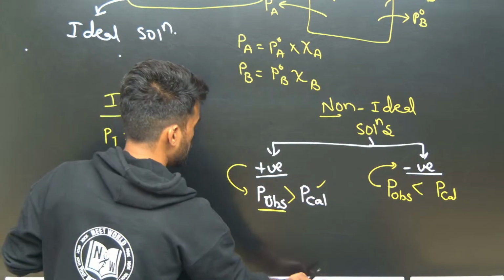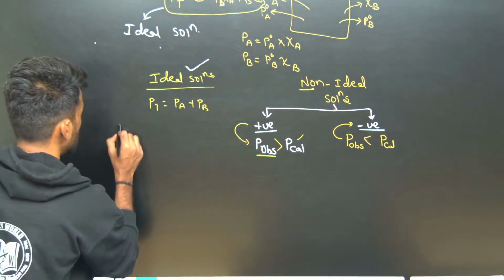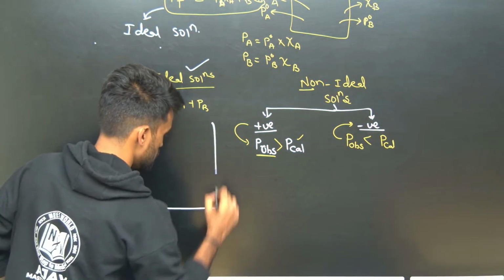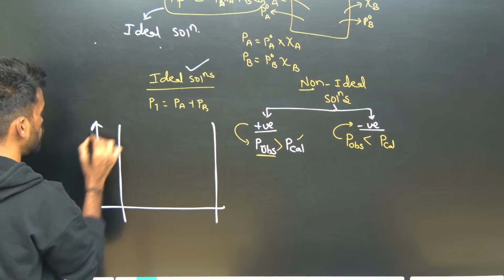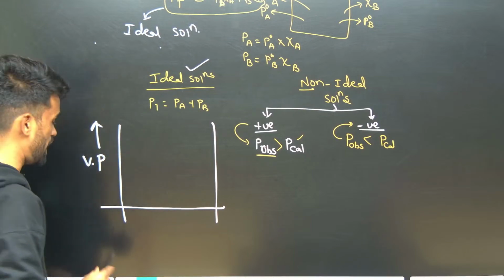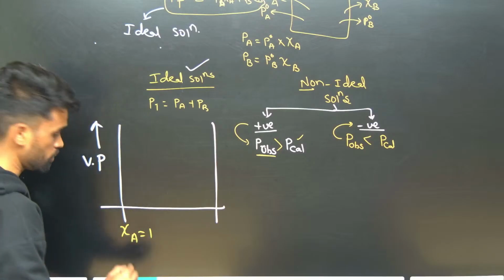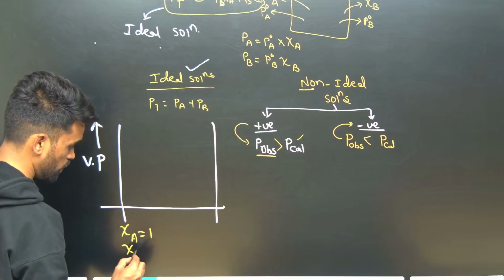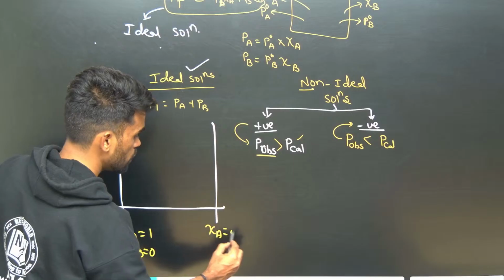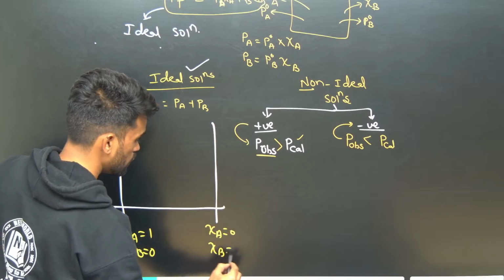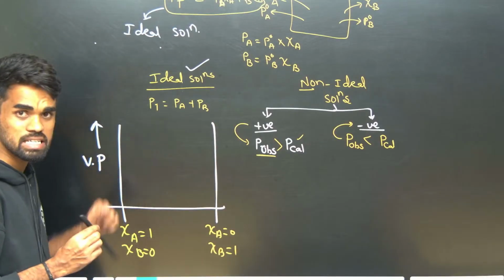Now I will make it a little more clear with the diagram. So what is the graph we have for this Raoult's law? We know this is vapor pressure, which we will take on the y-axis, and here the composition of A, that is chi A, is taken as 1, mole fraction of A 1 and mole fraction of B as 0. Here mole fraction of A is 0 and mole fraction of B will be 1. Hope it is clear. These things we discussed in the last class also.